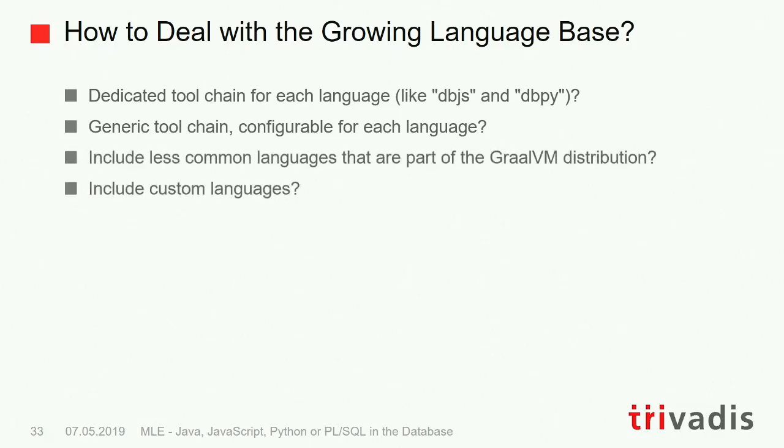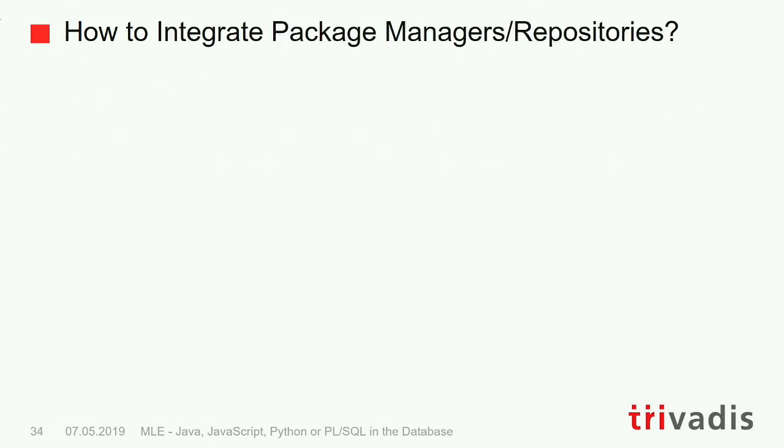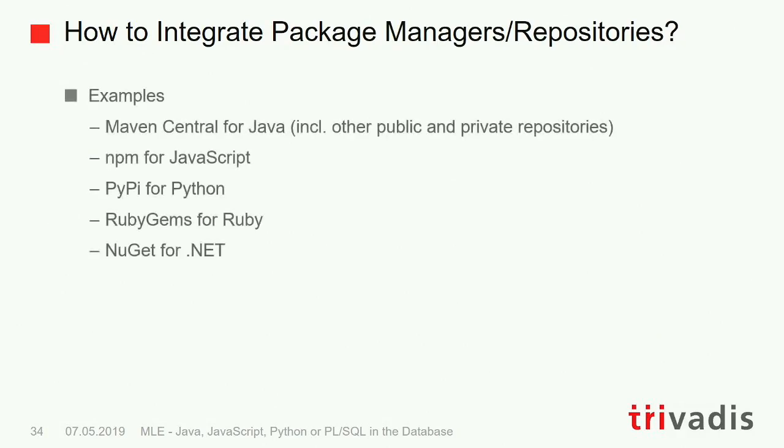What will happen with less common languages which are available basically for the GraalVM outside of the database? Will there be a possibility to push everything into the database? What about custom languages? Based on the Truffle framework, it's relatively easy to produce a custom language running on the JVM, something new and fancy, and the update process, obviously.